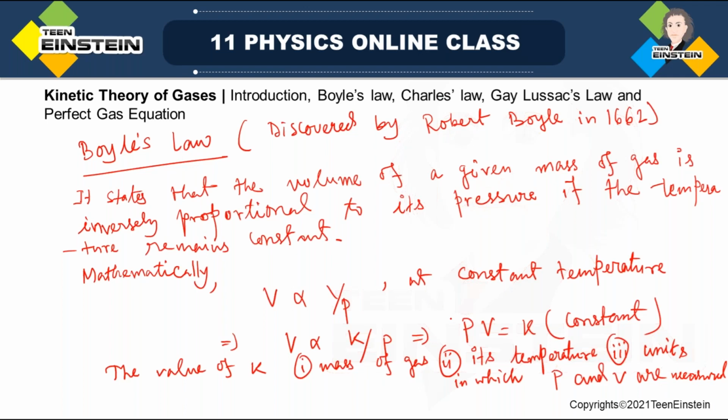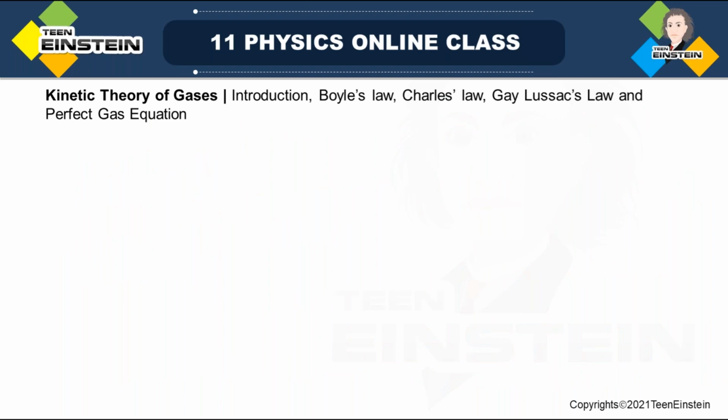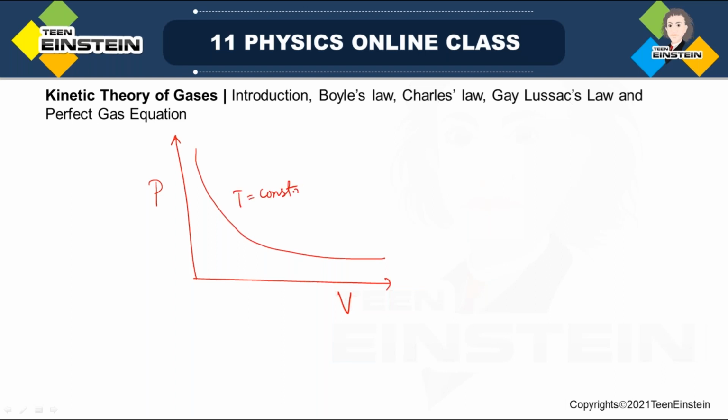Now if we plot it, PV is constant. If we plot this fact in the PV diagram, where P is on the vertical axis and V on the horizontal axis, the PV diagram looks like this. Here T is equal to constant. You might have learned this already in the previous class, 10th class. So if we plot this P and V, it will be like this.